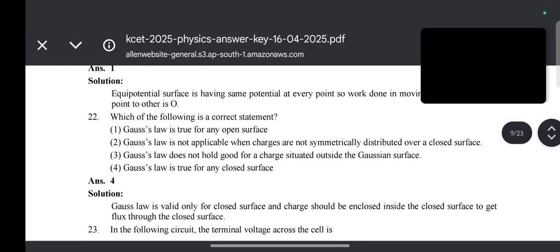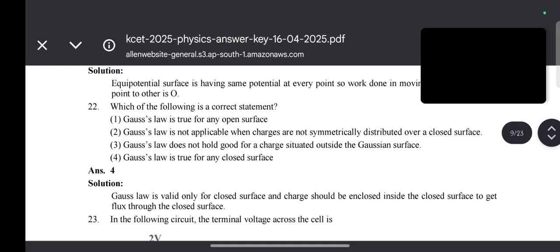Then, which of the following is a correct statement? Gauss law is true for any open surface. Gauss law is not applicable when charges are not symmetrically distributed over a closed surface. Gauss law does not hold good for a charge situated outside the Gaussian surface. Gauss law is true for any closed surface. So Gauss law is valid only for a closed surface, and the charge should be enclosed inside the closed surface to get flux through it. So therefore the correct answer is option 4.